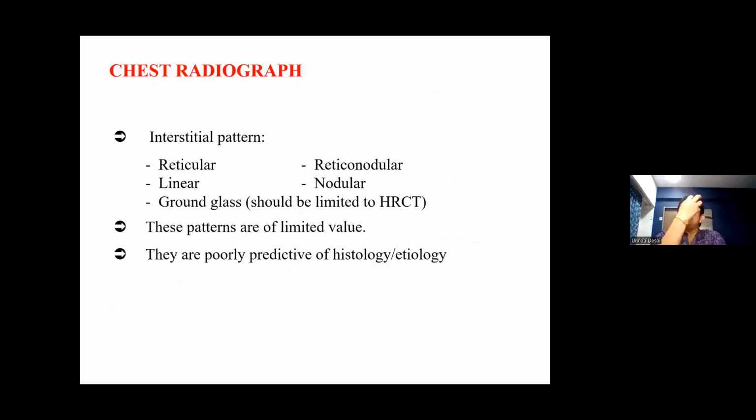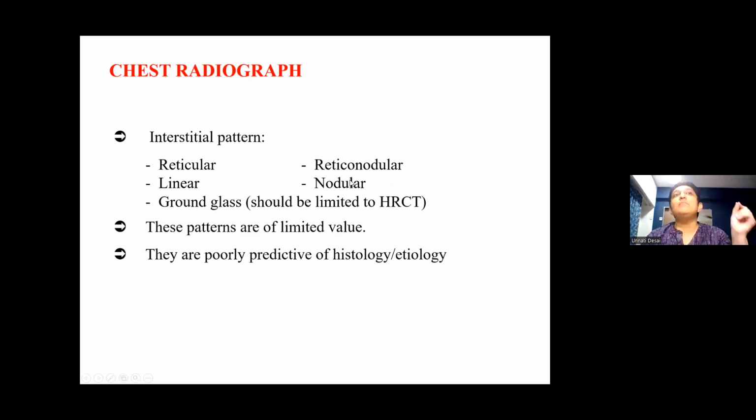Okay, so after the history, the next investigation which is available at our disposal or which is important for diagnosis is a chest radiograph or a chest X-ray postero-anterior view. Now, in an X-ray, how do you describe the opacities or the findings of an ILD? So there is something known as, we'll see the X-ray in the next slide, the interstitial pattern. So you describe them as reticular or linear opacities. And when you see nodules, you say they are nodular opacities.